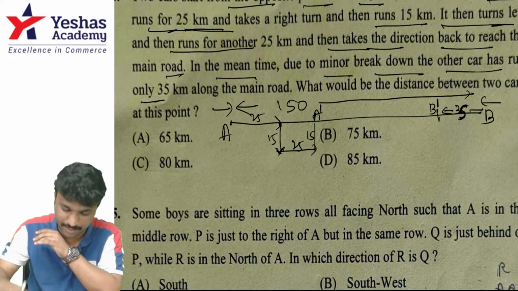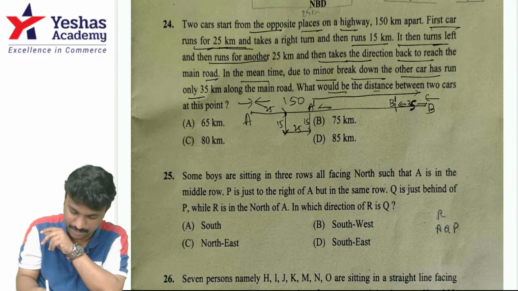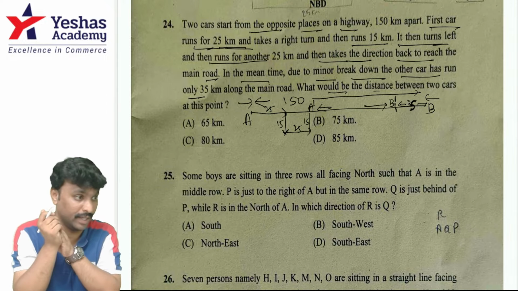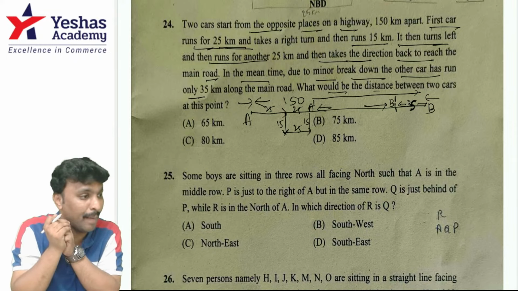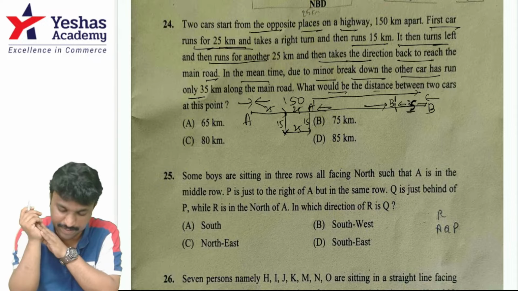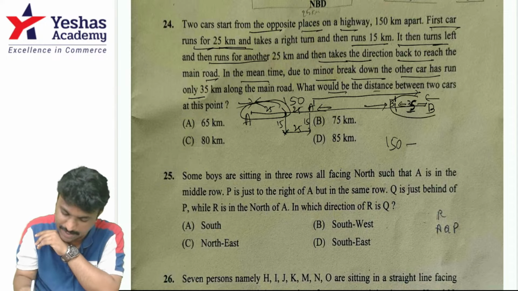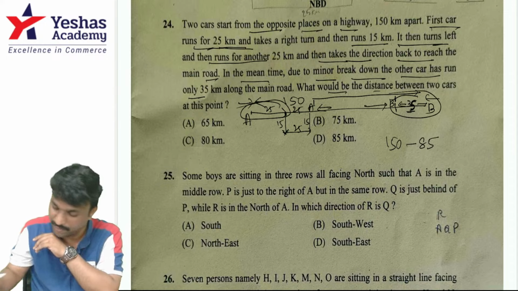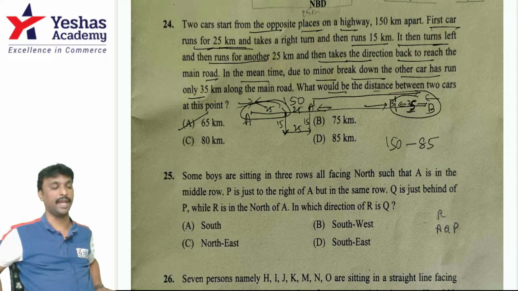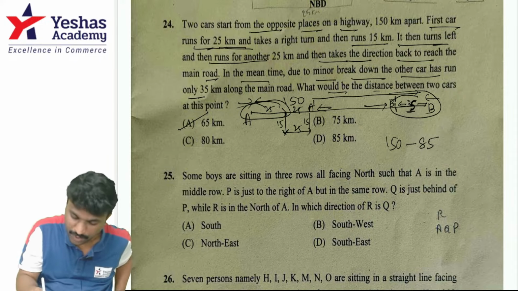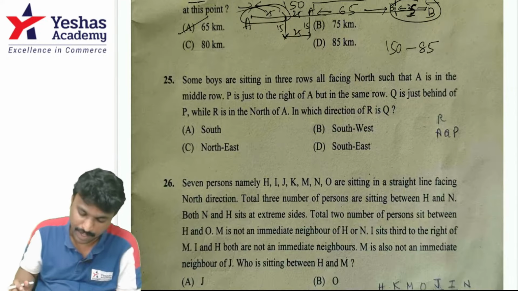Now the question is what would be the distance between the two cars at this point? That means this distance, A dash and B dash distance we have to find out. So first of all, tell me A to A dash, how much distance is it? 100 kilometers, right? I mean 50 kilometers. This is 35. 50 plus 35 is 85. So from 150, we just have to subtract this distance and this distance. So 150 minus 85 fetches you 65 kilometers. So option A is the right answer. That gives you the distance between A dash and B dash, which is 65 kilometers. Have you all understood? There's the next question.